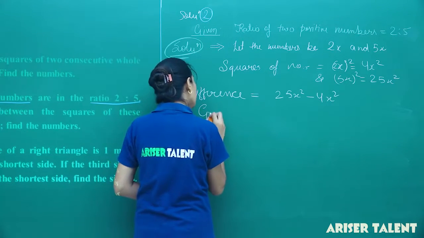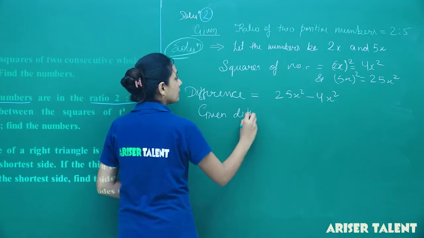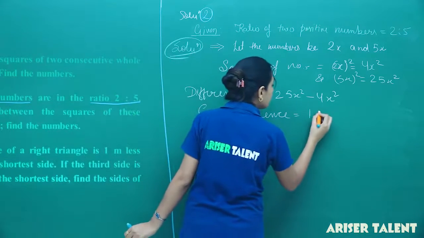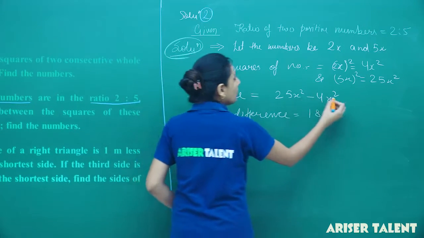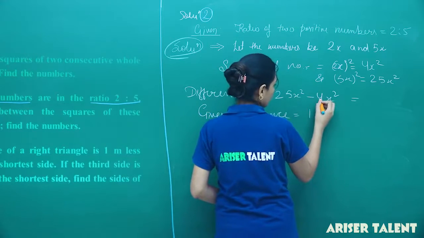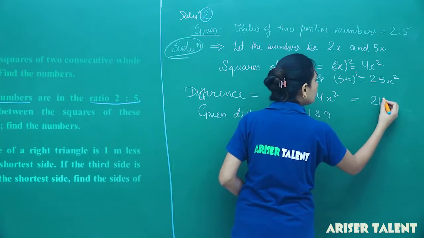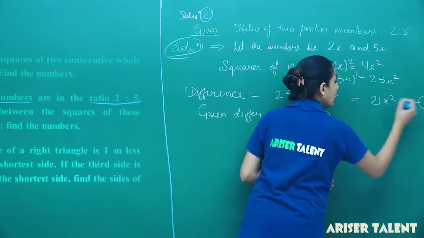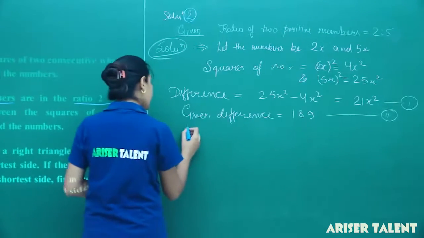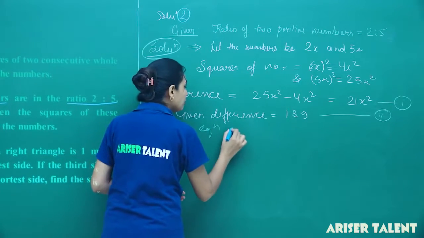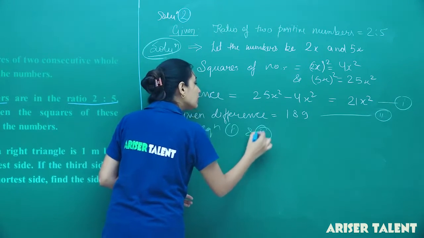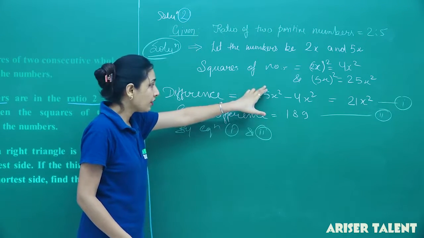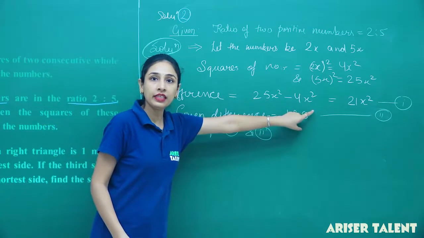Now, the given difference is 189. You can further solve it. That will be 21x square, right? This is 1 and this is 2. By equations 1 and 2, students, what we have supposed, in that case, we have concluded the difference is 21x square.